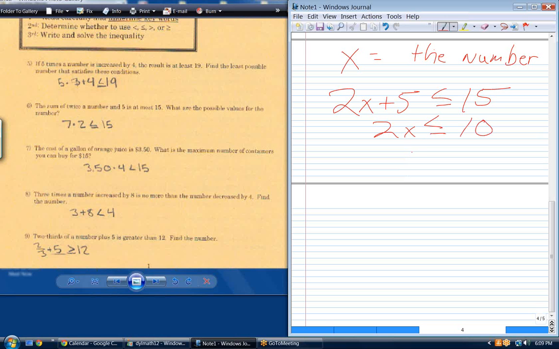Then 10 divided by 2, so it would be x is less than or equal to 5. And that's the answer they're looking for, because what are the possible values for the number? Well, the possible values are anything that's less than or equal to 5, not just 2. You came up with 1 there, but you didn't give all the possible values, which this does.